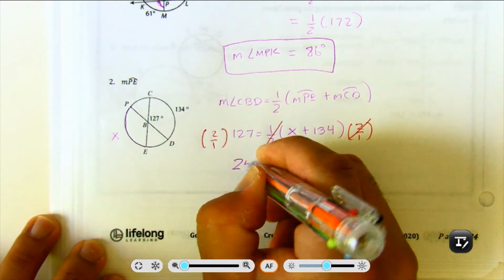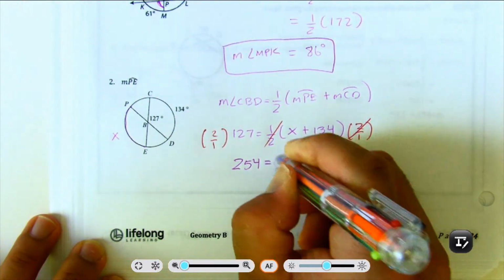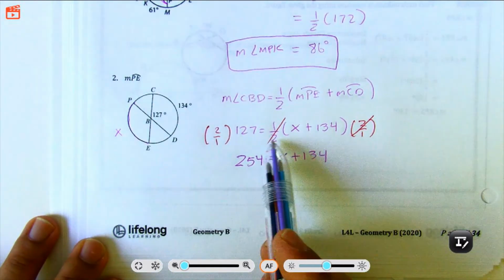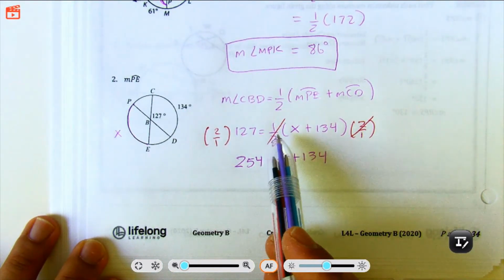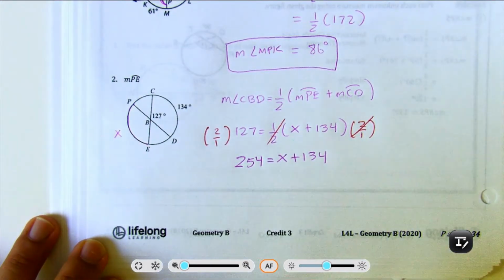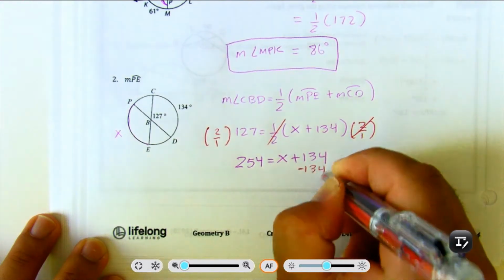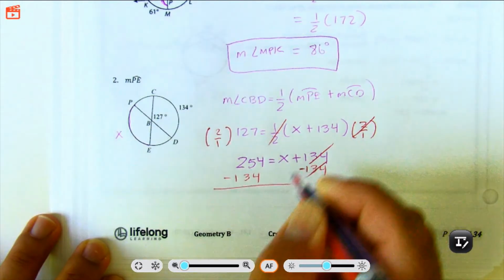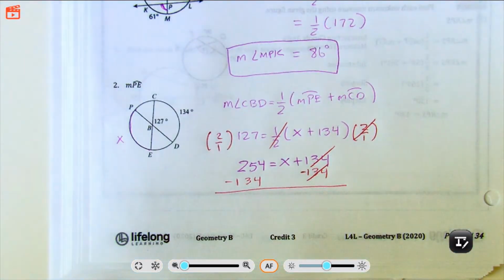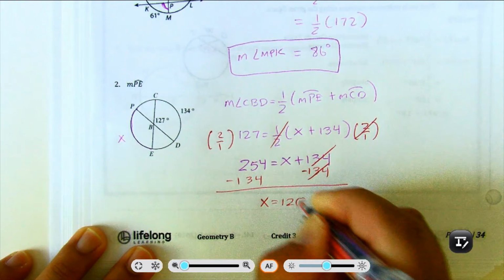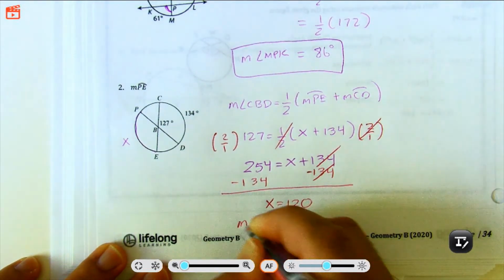So I could drop the parentheses now that I remove the half in front of the parentheses. And then I could just subtract 134 to both sides. And 254 minus 134 is 120. So x is equal to 120, and that answers our question. The measurement of arc PE is equal to 120 degrees.